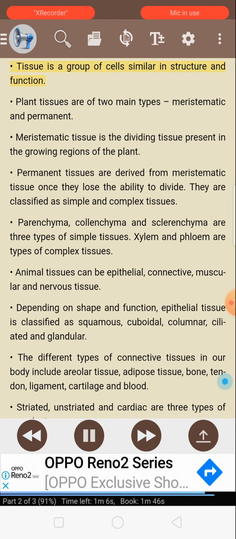What you have learned. Tissue is a group of cells similar in structure and function. Plant tissues are of two main types, meristematic and permanent. Meristematic tissue is the dividing tissue present in the growing regions of the plant. Permanent tissues are derived from meristematic tissue once they lose the ability to divide. They are classified as simple and complex tissues. Parenchyma, collenchyma, and sclerenchyma are 3 types of simple tissues. Xylem and phloem are types of complex tissues.